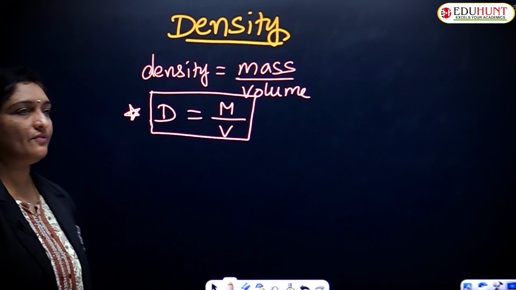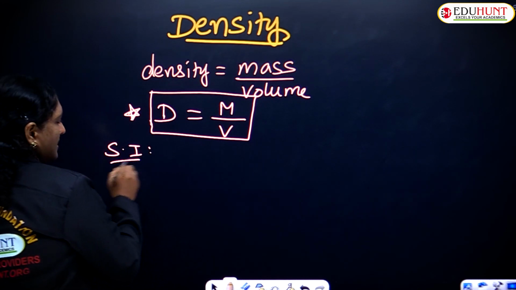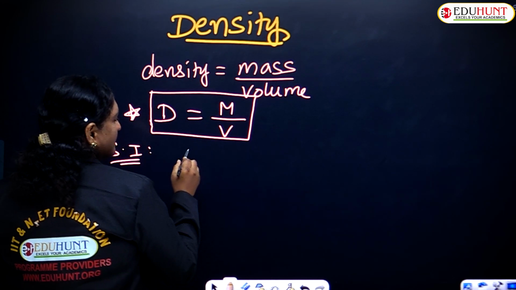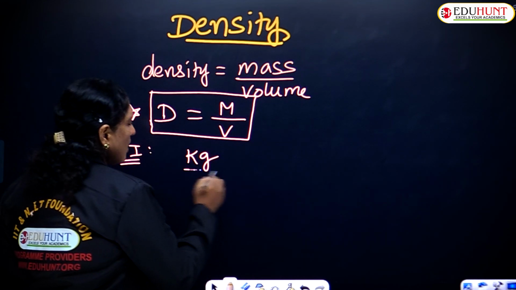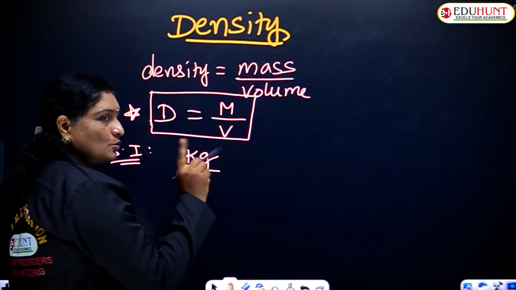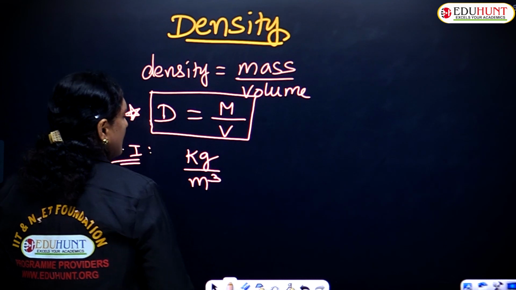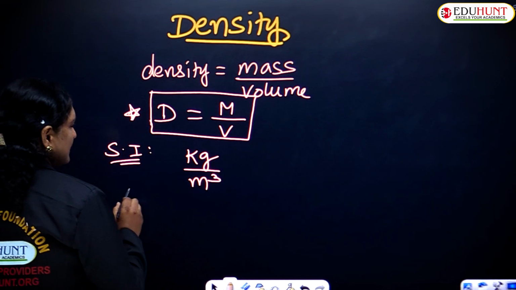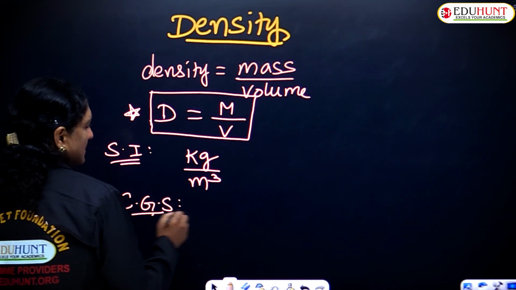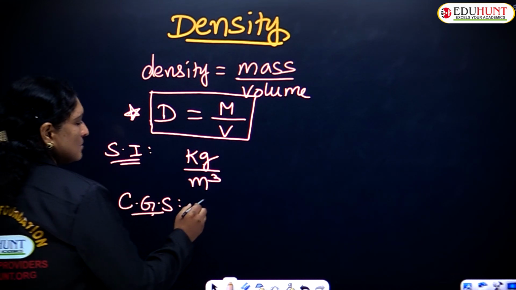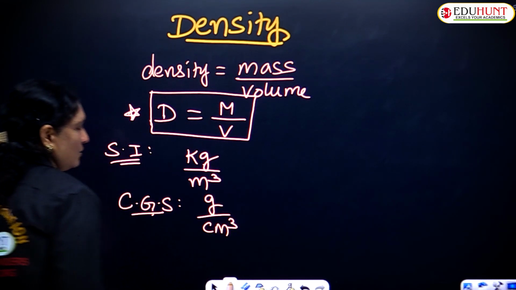Moving to the units of density. The SI unit of mass is kilogram, and volume is length into breadth into height, meter into meter into meter, that is meter cube. So, the SI unit of density is kg per meter cube, whereas the CGS unit of density is, instead of kg, you write grams, and instead of meter cube, you use centimeter cube.